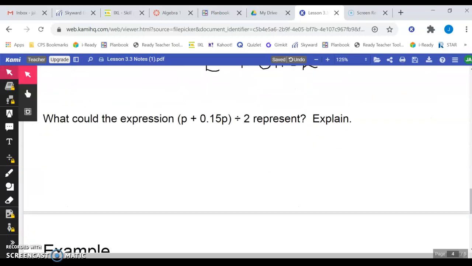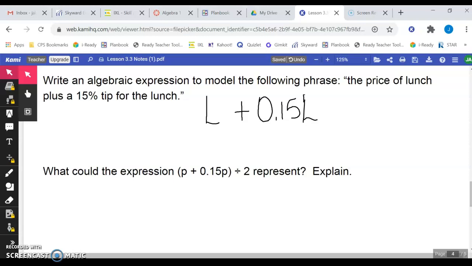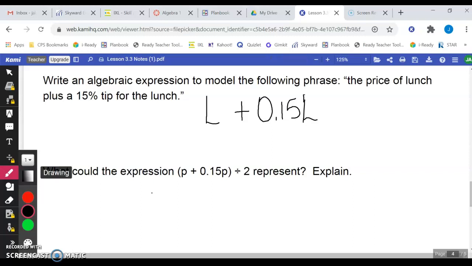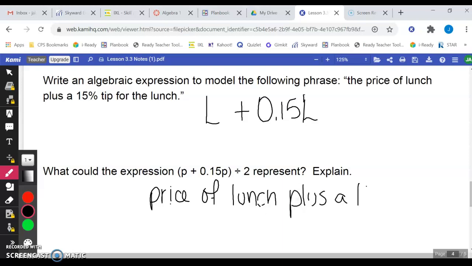Now down here, what could this expression, the quantity of p plus 0.15p divided by 2 represent? Well, this looks very similar to the expression that we wrote up above. So this would be the price of lunch plus a tip. So we could say this would be the price of lunch plus a 15% tip. But then what does that divide by 2 mean? Well, maybe I split it with a friend. And we're each going to pay half the bill with a friend.